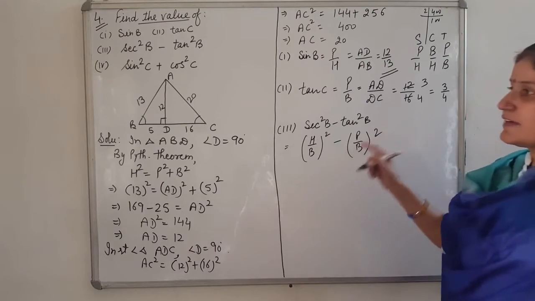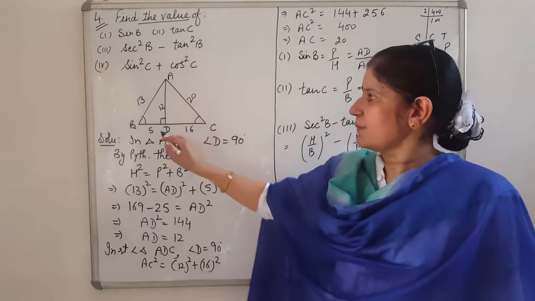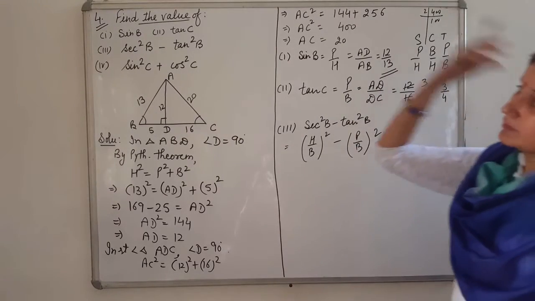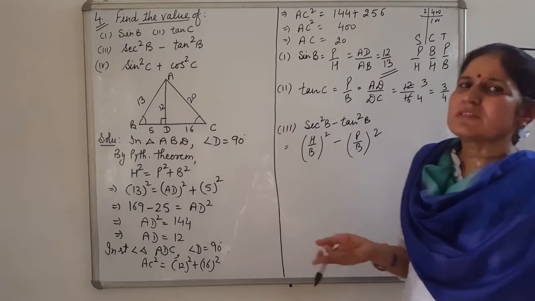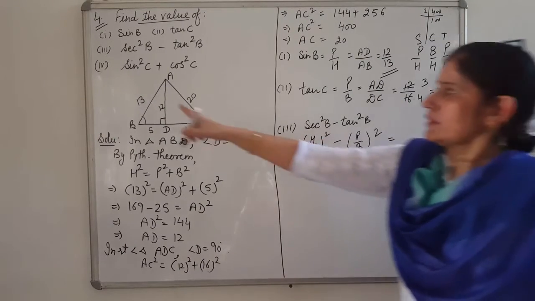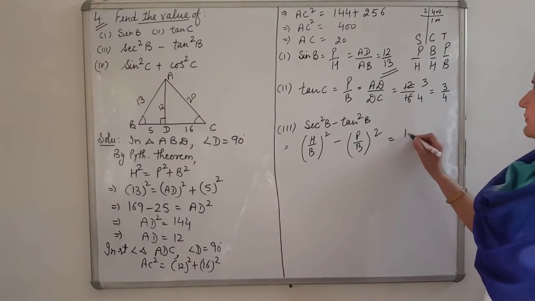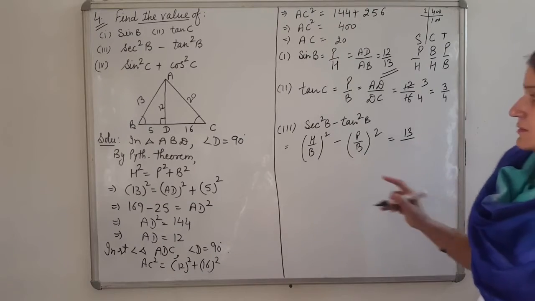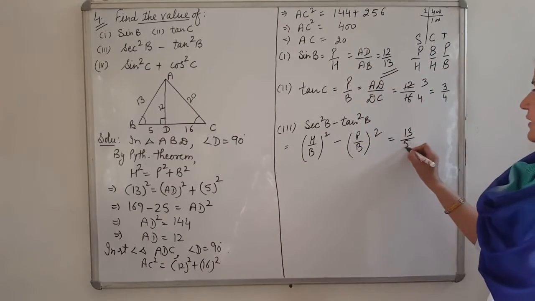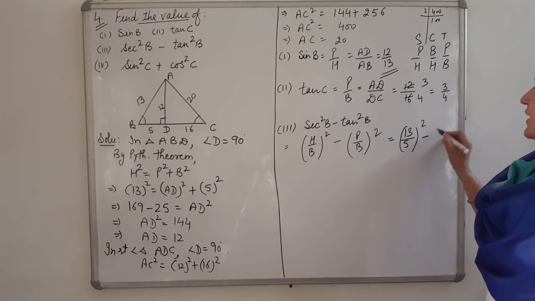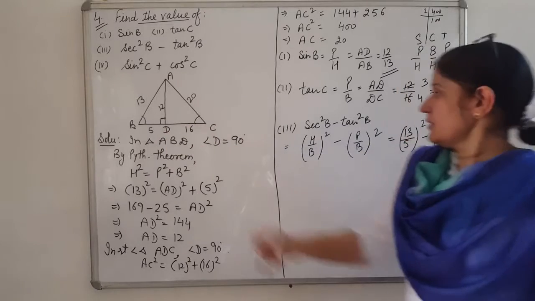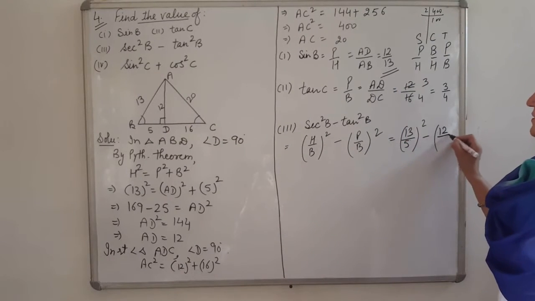Now which triangle will we take here? You have to take this triangle ABD. This triangle you have to use. Take care: if you have taken the wrong triangle, then the whole sum will be wrong. Now what is H? 13. And what is base? We are taking angle B. Base is 5, and its square. Minus. What is perpendicular? 12. Base is 5.